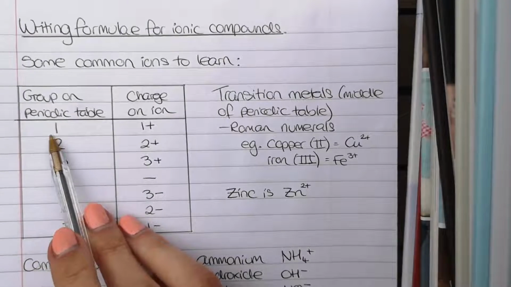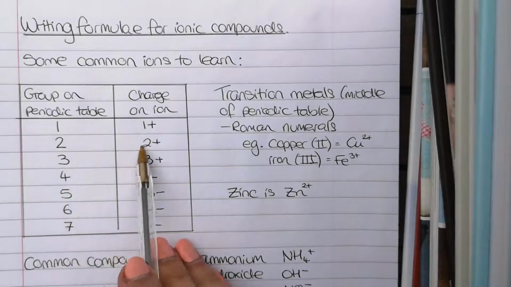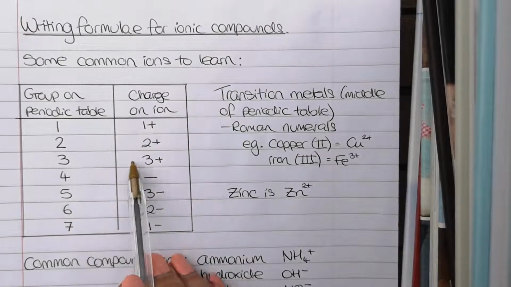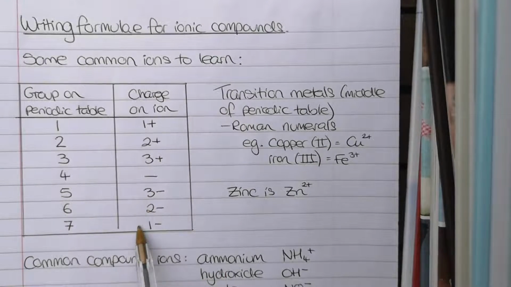If your element is in group 1 on the periodic table, the ion it forms will be 1+. If it's group 2, it will be 2+, and so on. 3, 3+. 4, we ignore because it doesn't do ionic bonding. Then we have 3-, 2-, 1-.